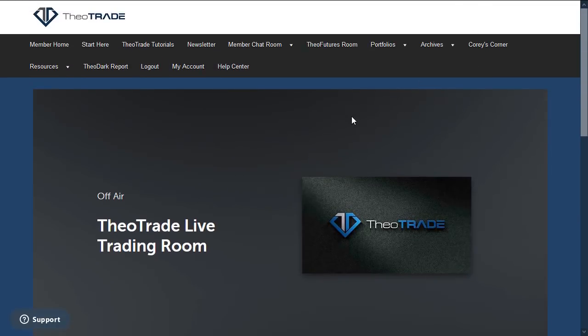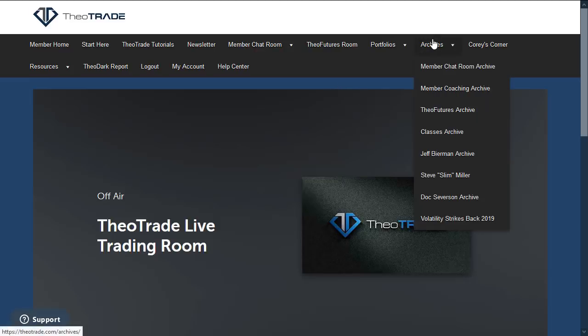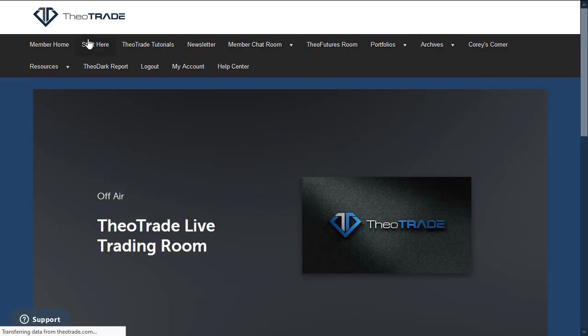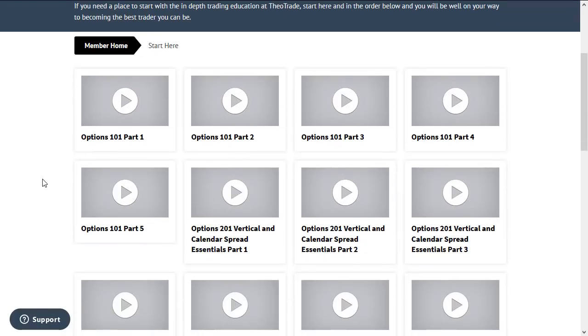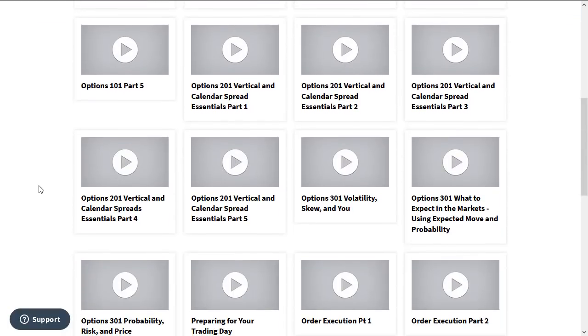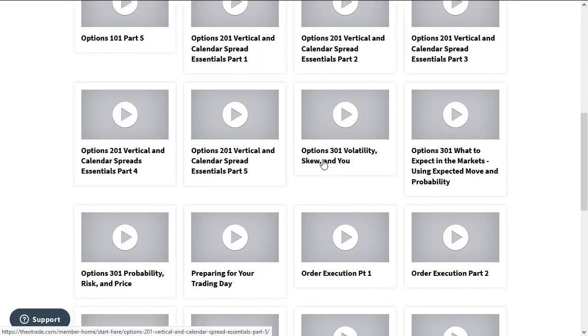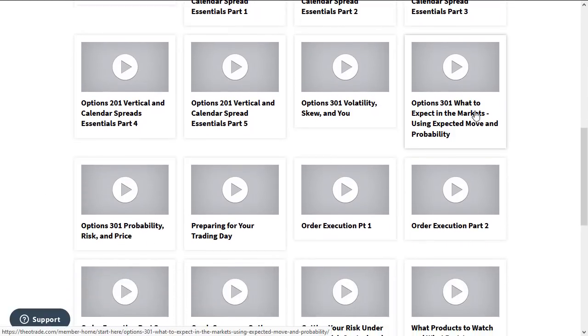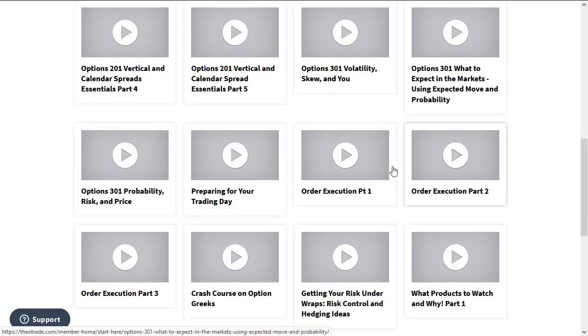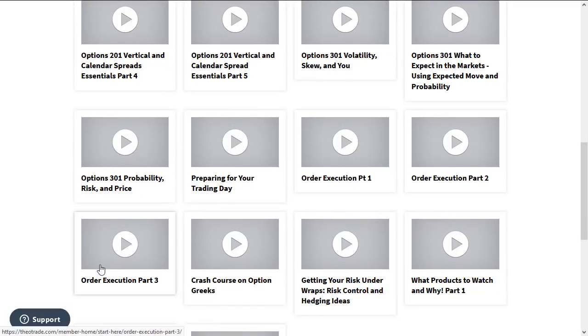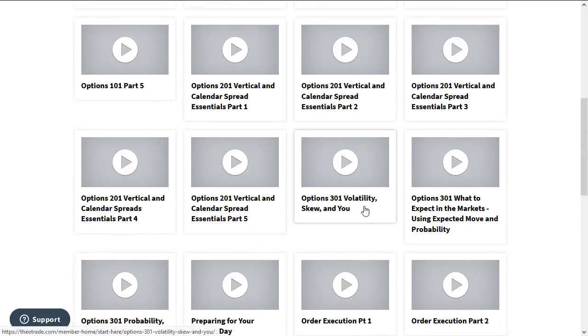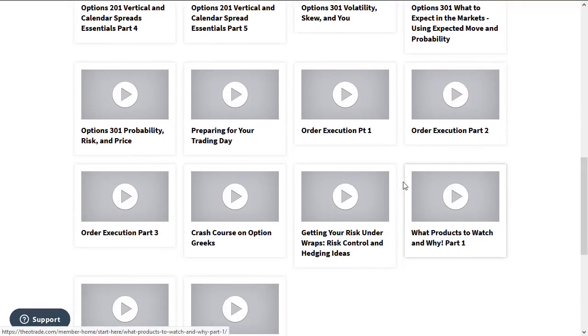By the way, as you get your username and password tonight, you could come over here tonight and jump into the archives, but I suggest everybody, no matter what your level of experience, start in the Start Here menu. Even if you know options, come over here to at least Options 301, what to expect in the markets using expected move. I'm telling you, this stuff is invaluable to you. Order execution alone, this is a 3-part series, is going to save you more than $297. Just watching that one course will save you more than $297. It teaches you how your order is routed in this business.